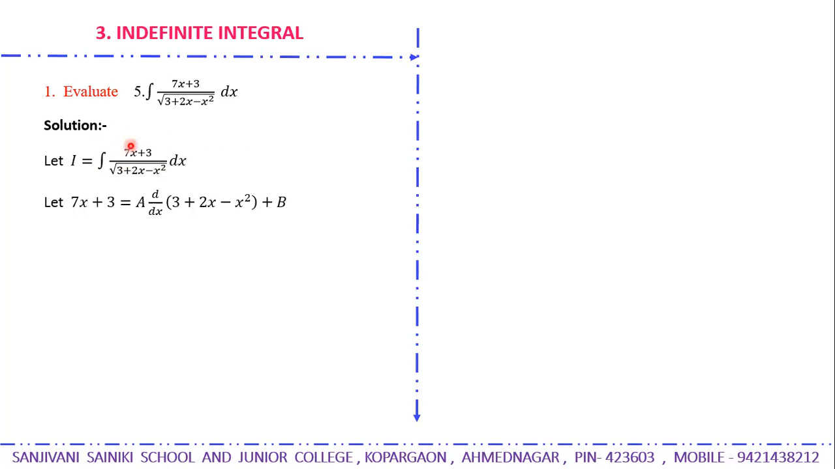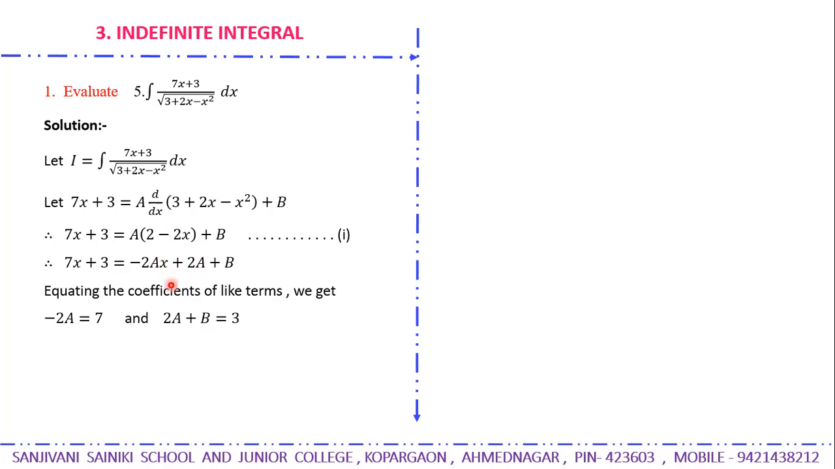Then we will express this numerator 7x + 3 as a times the derivative of the denominator plus b. That is, 7x + 3 is equal to a into (2 - 2x) plus b. This is our equation number 1. Now multiply this bracket by this a. You get 2a - 2ax + b.